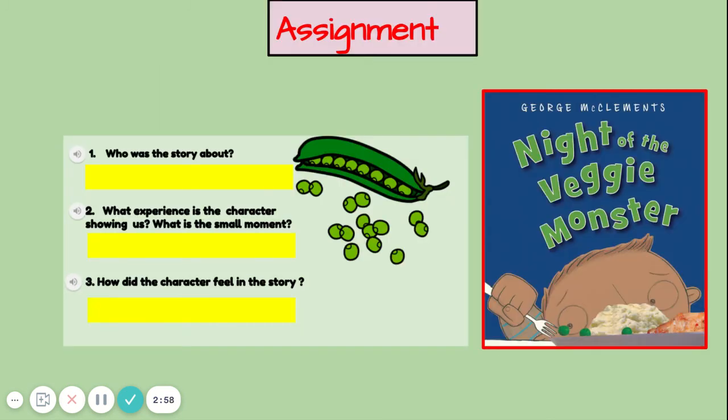Today, for your assignment, you're going to listen to the story Night of the Veggie Monster, and this is a true small moment story. Your job is to pay attention and listen to what the small moment is. What is the experience in the story? What is the character doing, and how did he or she feel?